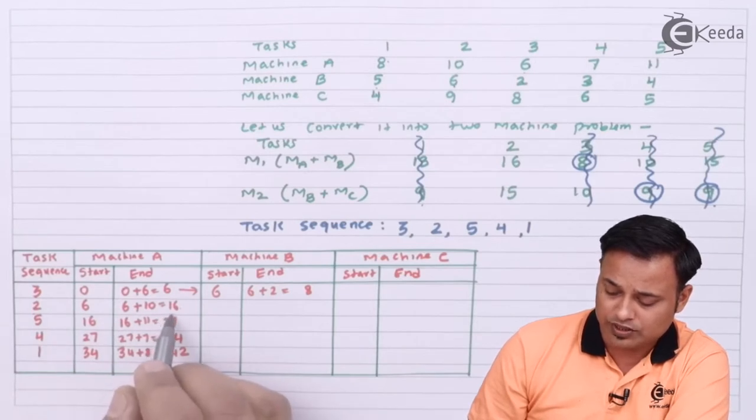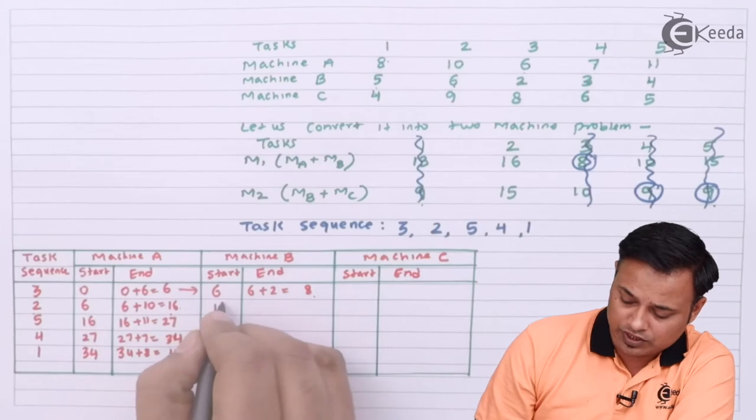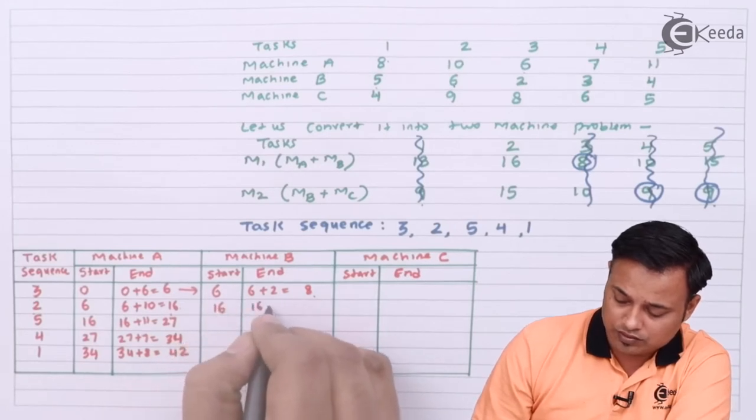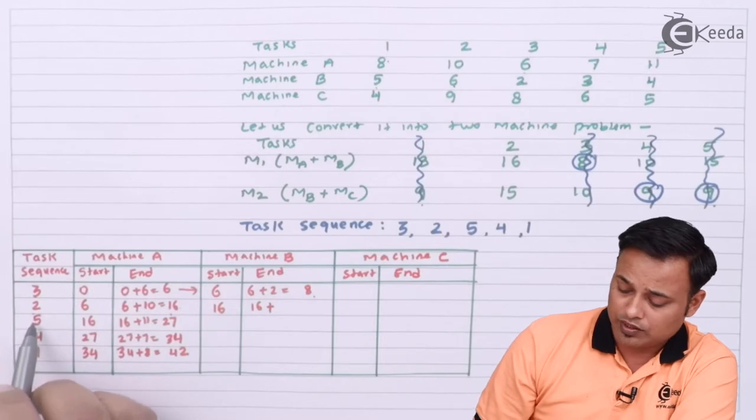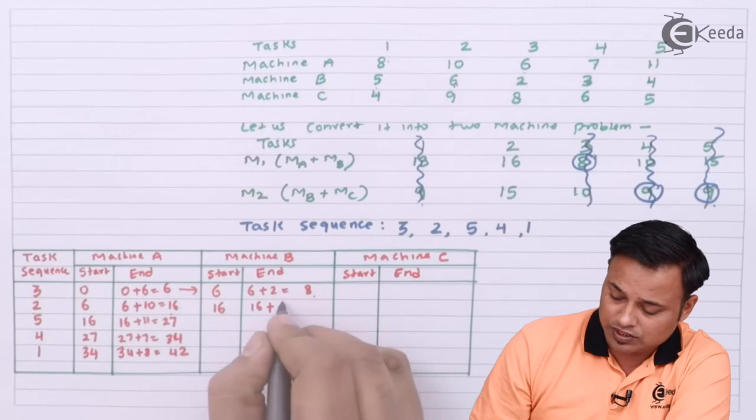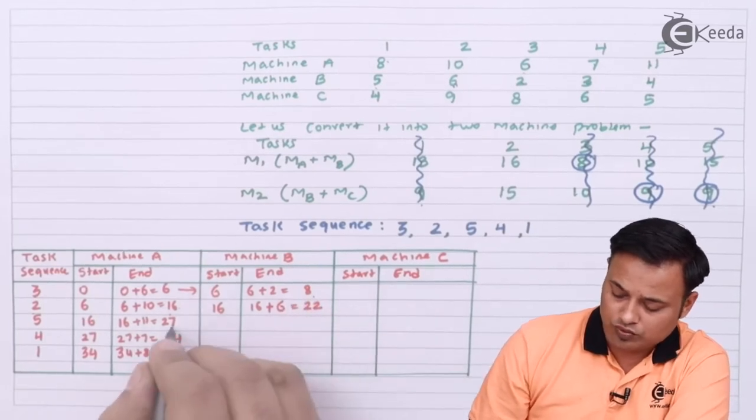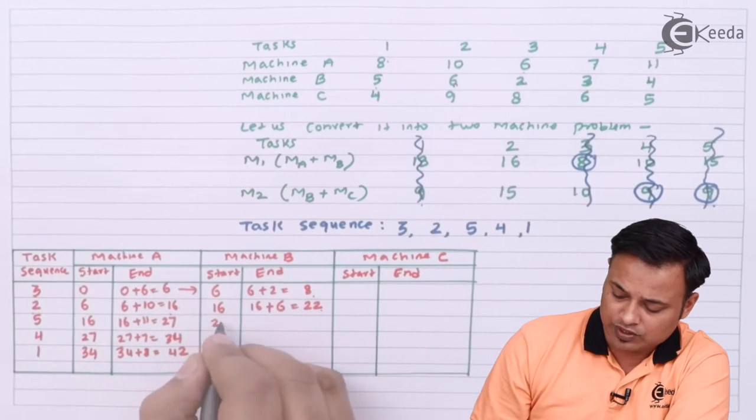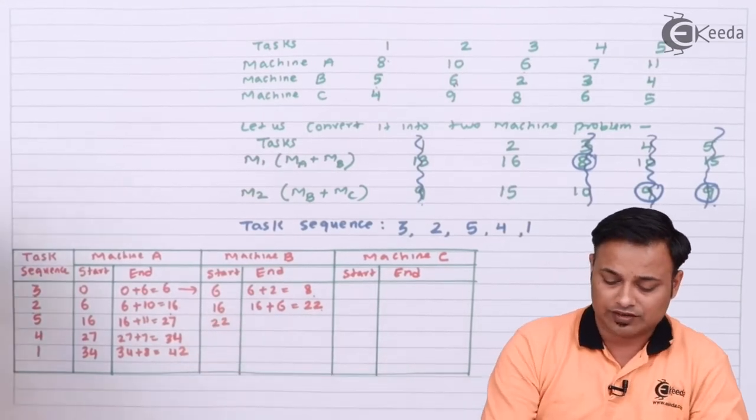Under machine A is 16 और machine B तुम्हारा 8 minutes के बाद खाली है. 16 और 8 will be 16. 16 plus sequence 2 है. Sequence 2 का machine B में time लगता है 6 minutes. This is 22. 27 or 22 which is higher? 27 आएगा. It will be 27.